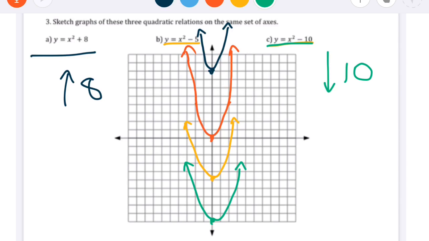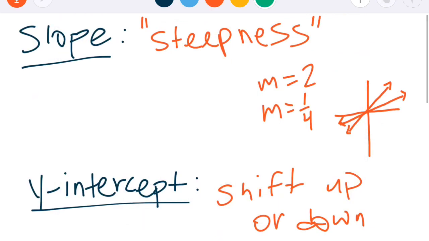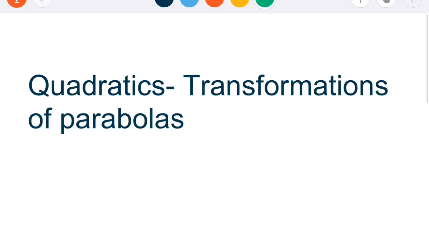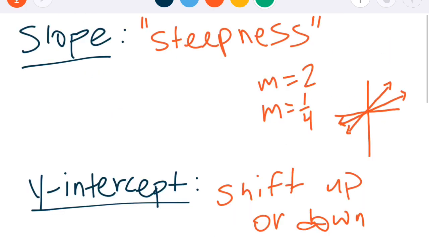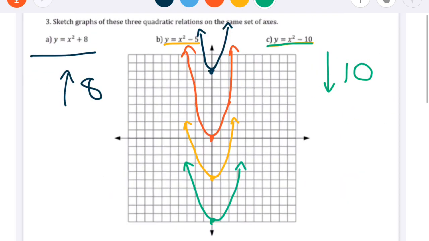So again, just a quick review. The two main things when we're talking about how a parabola is transformed or how it compares to the parent function, we're going to look at two main things, the slope and the y-intercept. So the slope will tell us is it more steep or less steep, by how much, and also the y-intercept will tell us if it's shifted up or down and how many.